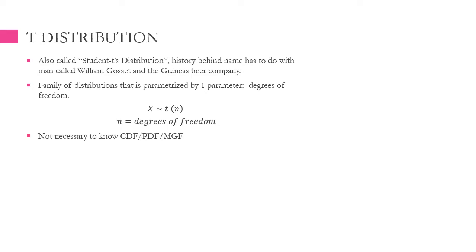It's not necessary to know what the CDF of t is, what the PDF is, what the MGF is. The MGF doesn't exist, the PDF is ridiculous, and the CDF is also ridiculous. So you don't have to know it. It's not a distribution that you need to know the actual information about. It's more how we use the distribution. So what is important is how you get a t-distributed random variable.